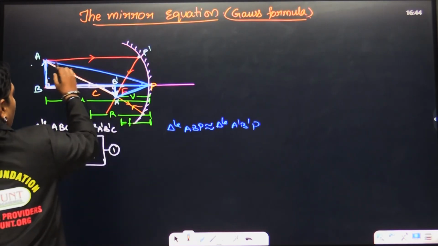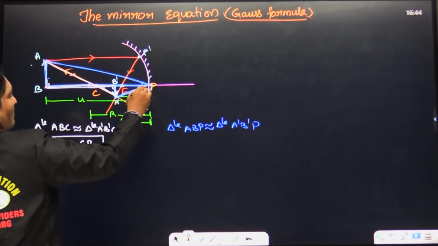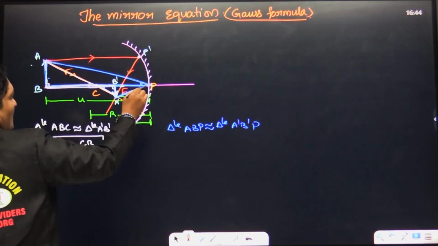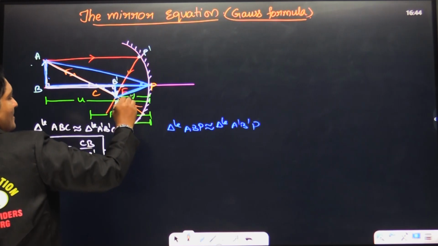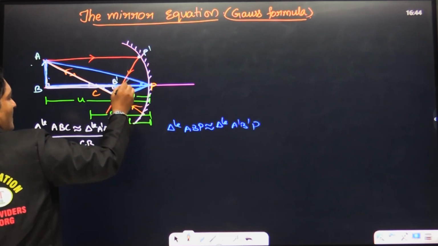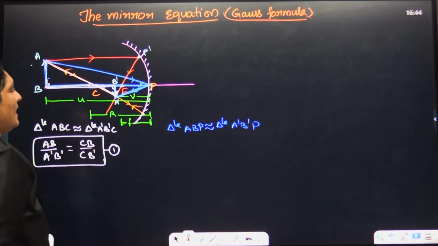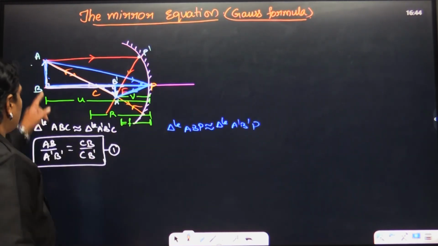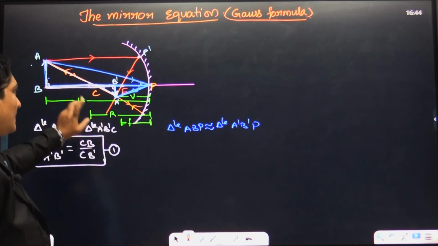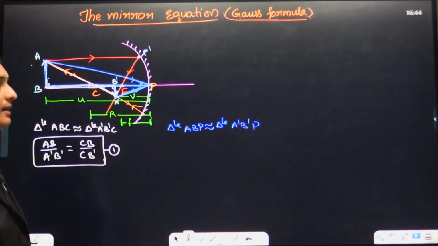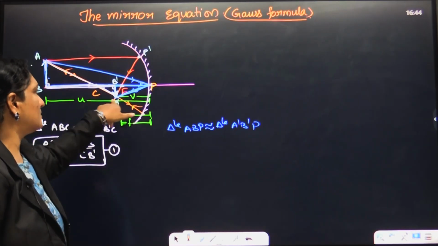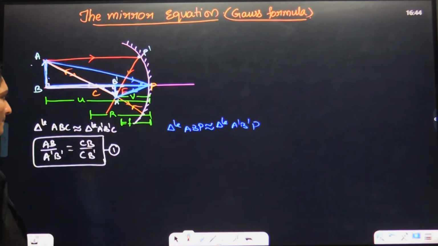Whenever a ray of light strikes at the pole of the mirror, the angle between the incident ray and the principal axis is always equal to the angle between the reflected ray and the principal axis. So, these 2 angles are equal. One angle, these 2 are maintained at 90 degrees, second angle, and this is a common principal axis. From the ASA property, we can conclude that triangle ABP is similar to triangle A dash B dash P.